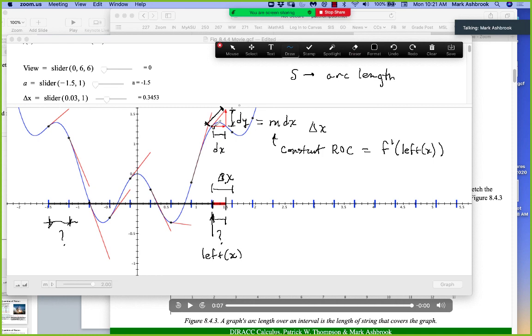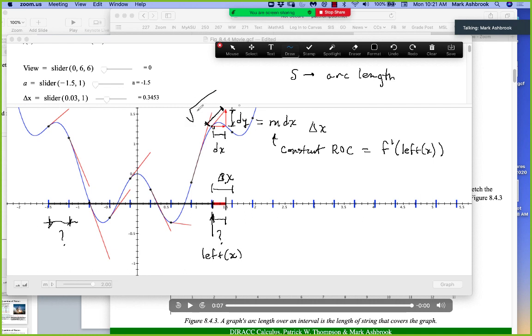Right, so we have a dx here, a corresponding dy here. Therefore, this would be dx squared plus dy squared. It would be the radical of dx squared plus dy squared. Okay. Great. So let's write that.